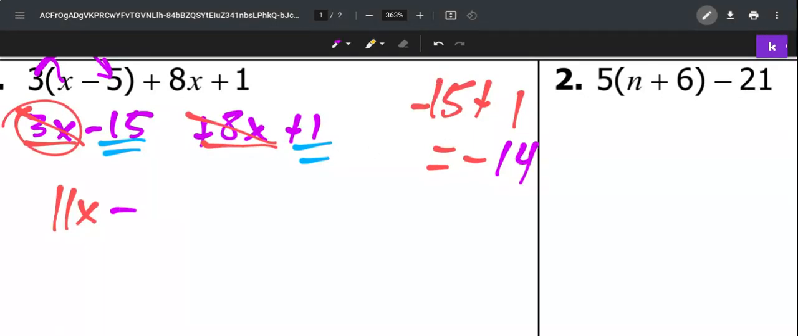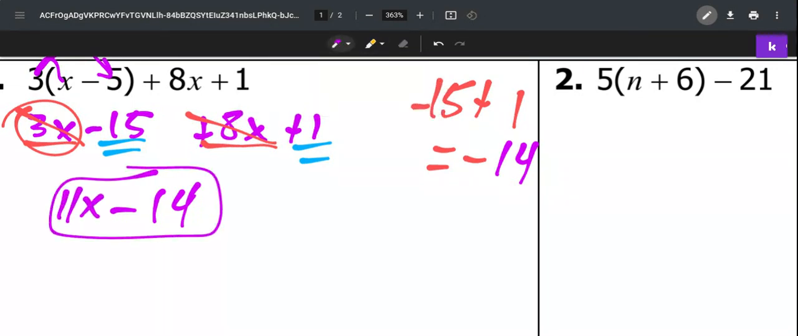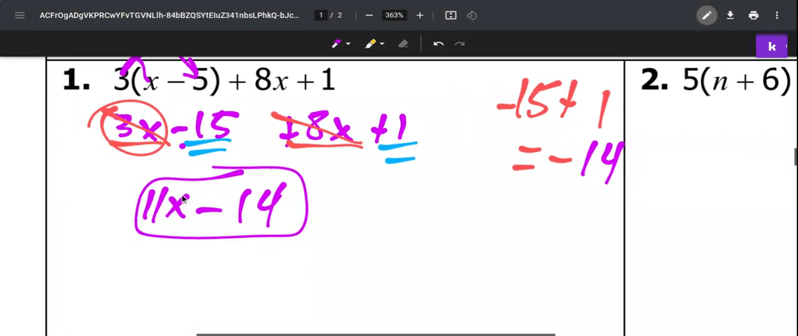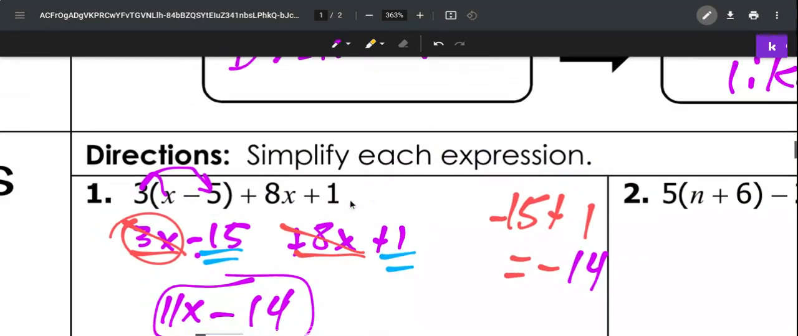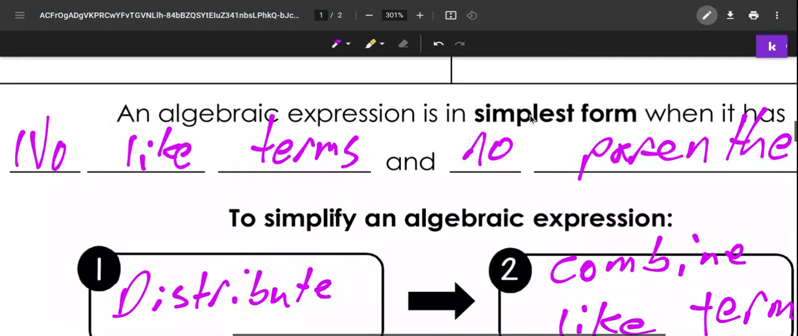All right? So then that gives us minus 14 down here, which we can make all the same color. 11x minus 14 is what we're left with. So we can double check to make sure we did this correctly, or at least that we are in simplest form, because we could have our numbers wrong, but at least we would know we're in simplest form by doing this. I don't have any parentheses. 11x, 14 can't combine. So we know that we have checked the box of no parentheses and no like terms. So at least I know this is in simplest form.